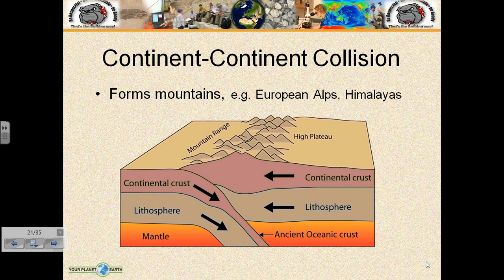So, continent to continent collisions can be used to form mountains. Such examples include the European Alps or even the Himalayas. In the case with continent to continent collisions, you have an interaction between the continental crust of one side and the other, and as they interact, one side of the continental crust ends up being pressed down while the other is slightly raised up. And again, that was how many of the mountain forms, such as the European Alps, as well as the Himalayas, were formed through continent to continent collisions.